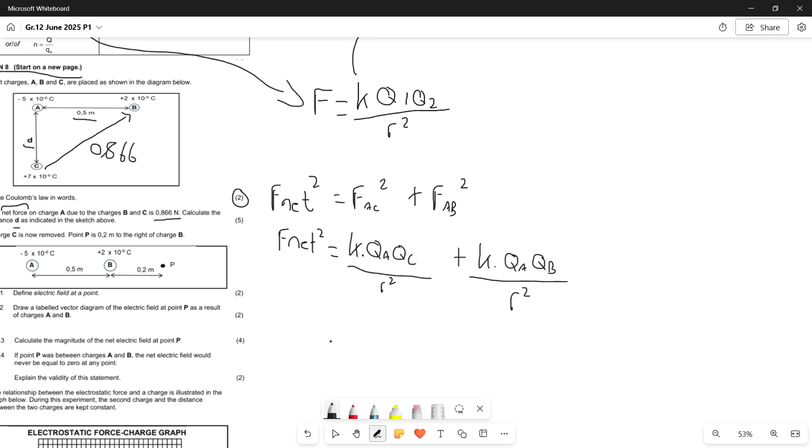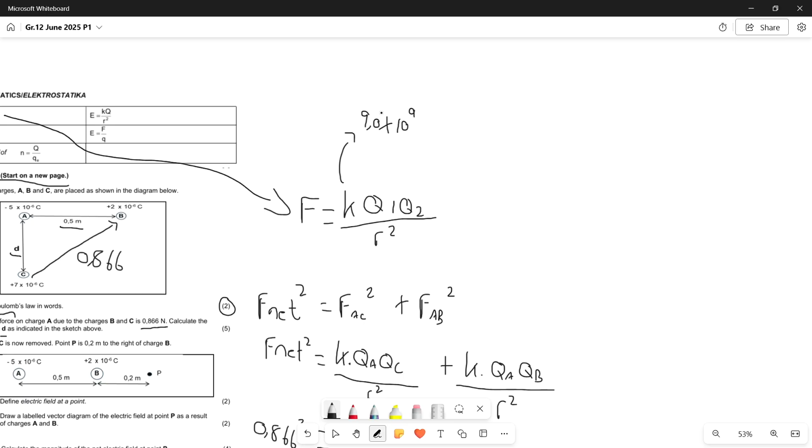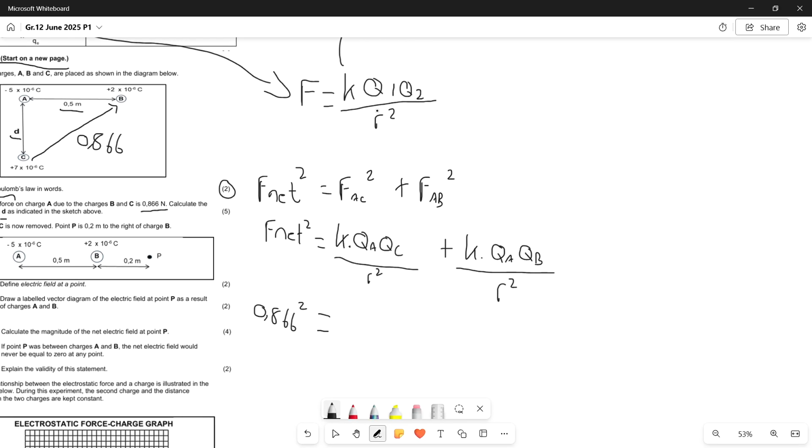And now that we have this and just earned 1 mark, we can go ahead and plug in our values over here. So our F net is 0.866 squared. Our K is what we have on our constant sheet, that is 9,0 times 10 to the 9.